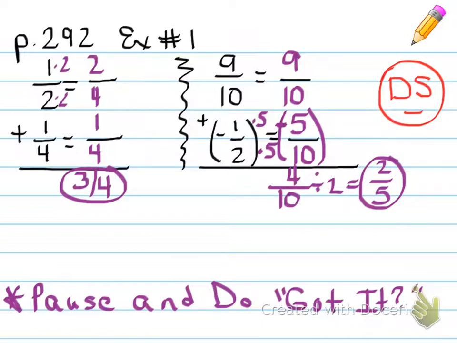Okay? Now, this is where you need to pause and set up with your notebook paper the Got It section. There are Got It's A, B, C, and D. Then I'm going to move on and work example 2. So pause now, work the Got It's, and when you come back I'll have the answers for you to check. Thank you.